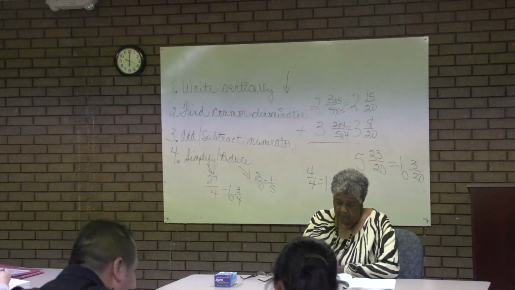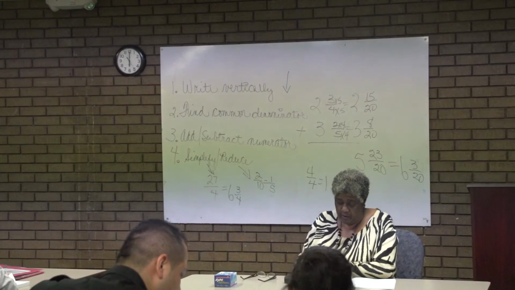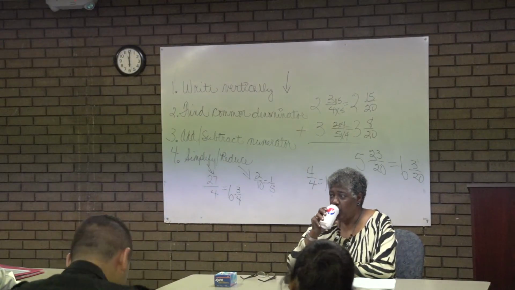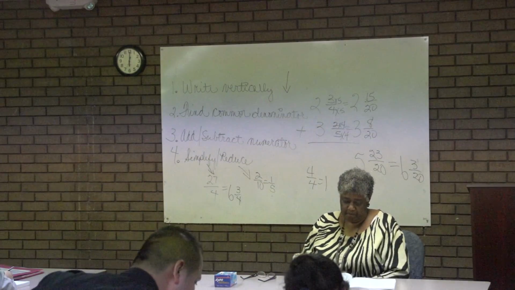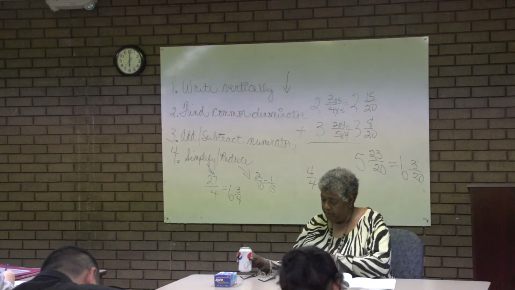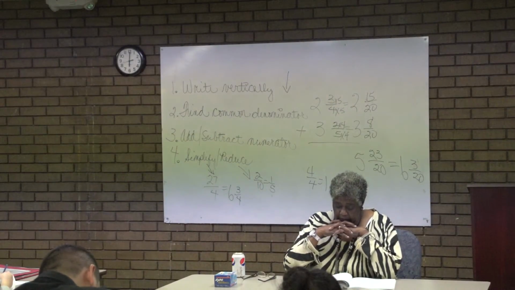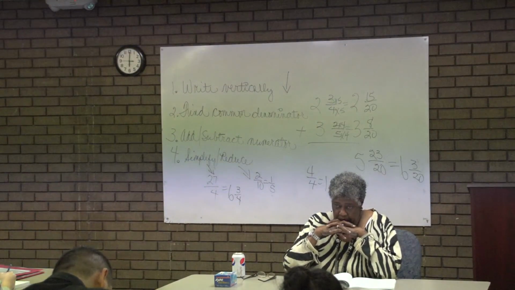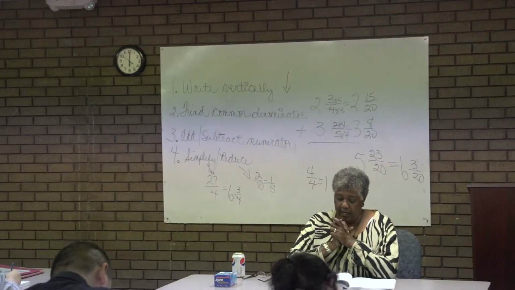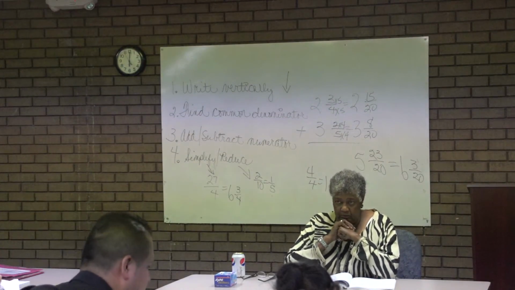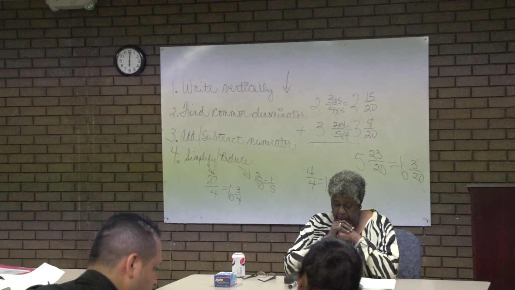Do number 4 on 117. All 3 of those across. Follow those 4 steps. Number 4, straight across. 117, Exercise 9. All 3 of those across. Number 4 has 3 problems.